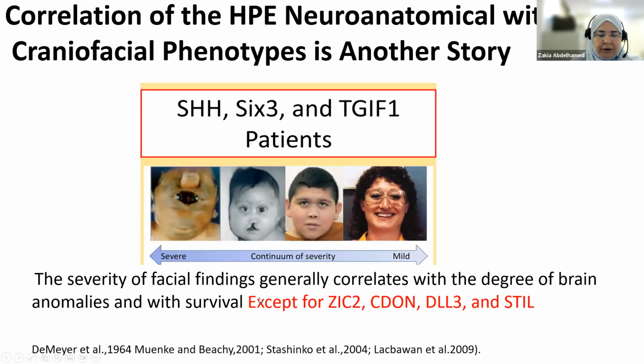And usually there is a correlation between the facial findings and the degree of the brain anomalies and the survival, except for these four genes. So these are the four genes in which the face does not predict the brain.